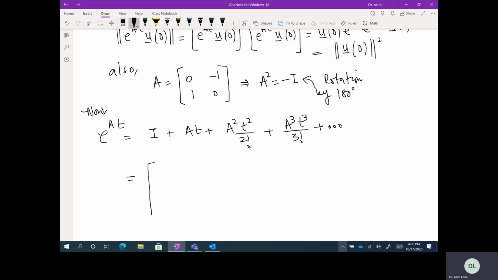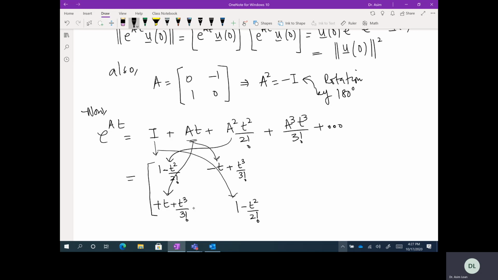which is equal to 1 here because of this I, 1 here because of this I, and this is A, so minus T here. This AT is T and this is minus T, so minus T on this side, minus T here because of AT, plus T here. Then you have A squared is minus I, so this is minus T squared over 2 factorial here and here, and then this one would be plus T cubed over 3 factorial, and so on and so forth.